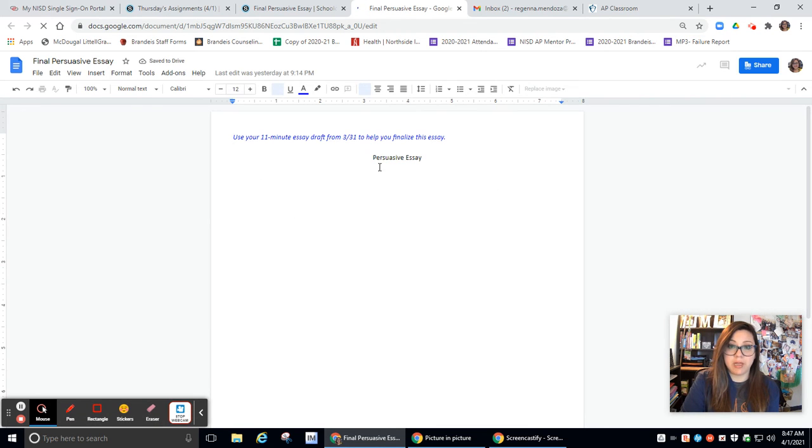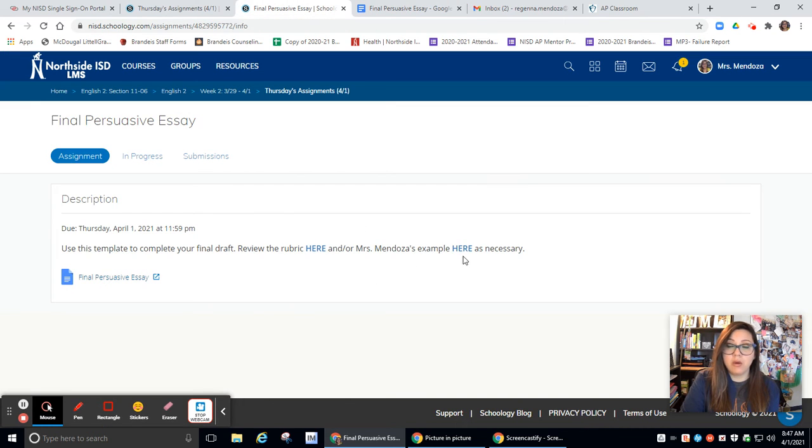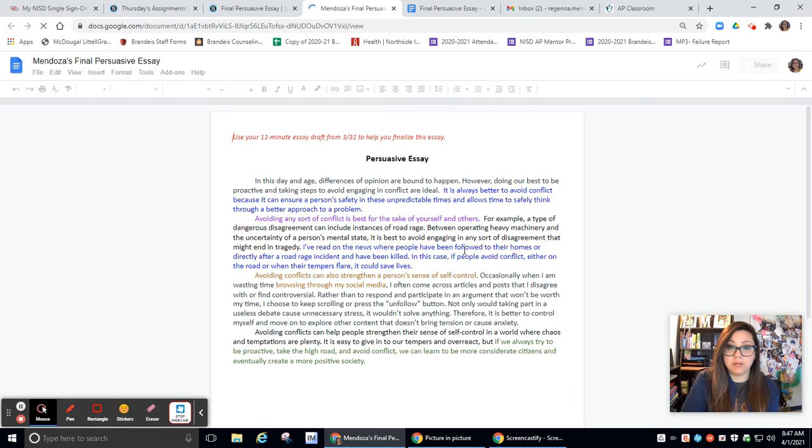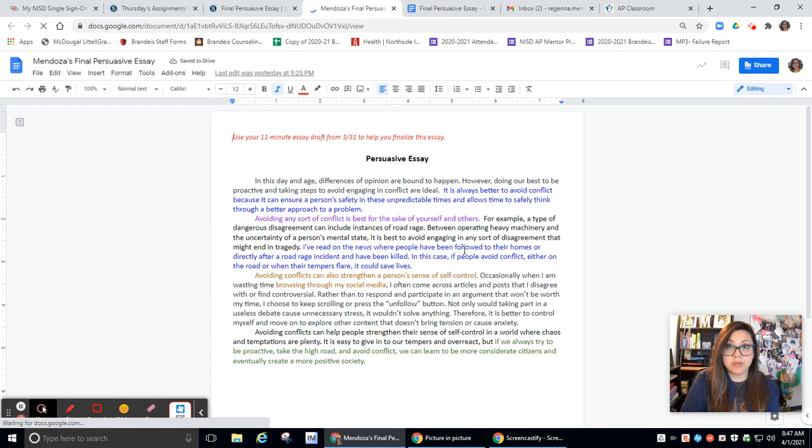So here's your template. I did remind you to use your 11-minute essay draft from yesterday to help you write it, okay? So here's the title. You would just either copy and paste things from your 11-minute essay draft or type it straight on this document. When you click here, this is my draft, and you'll notice it's very short, super short, and I copied a lot from my 11-minute essay draft. I had to take some stuff out of here.